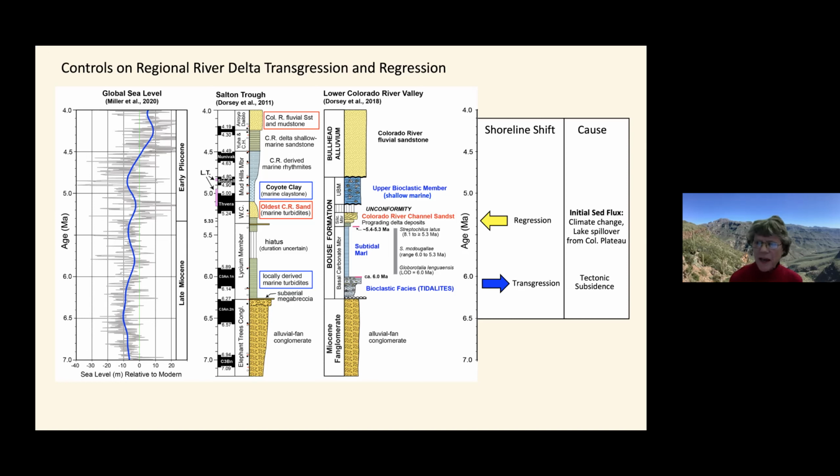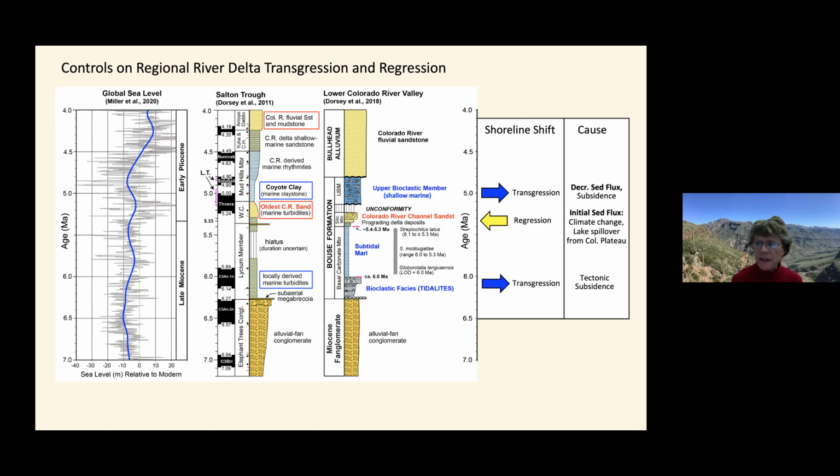And then we have the first input of Colorado River sand into the basin and working its way down through that channel network, probably as a result of some climate change, which led to the filling and spilling of lakes from off of the Colorado Plateau. So there was a climate change, it became wetter at that time, and that initial input probably has something to do with that climate change.